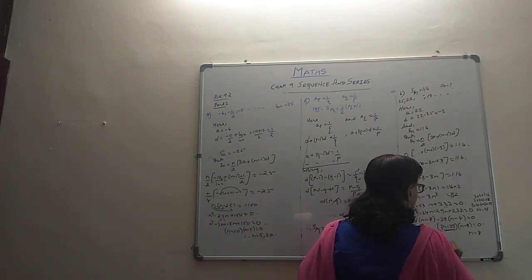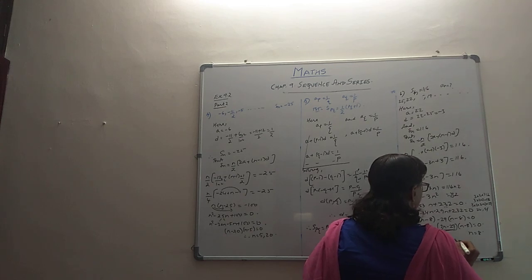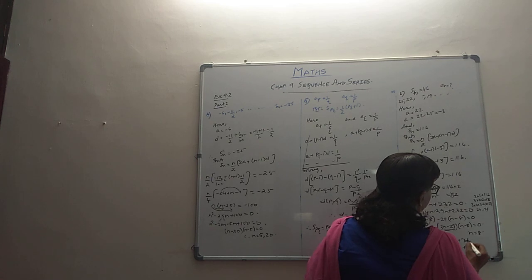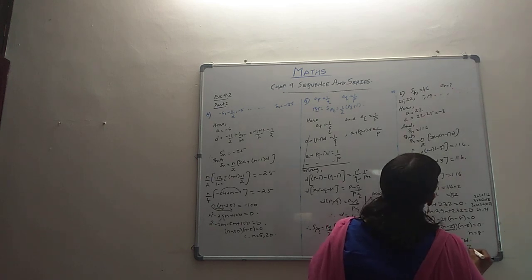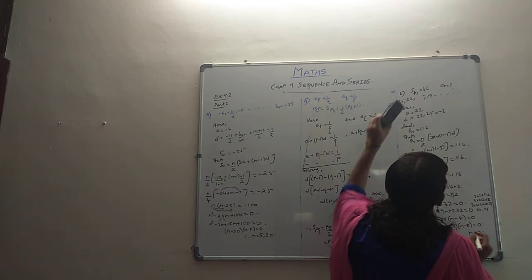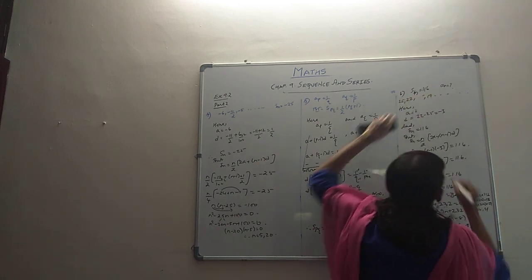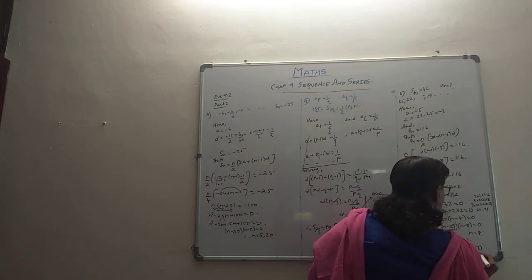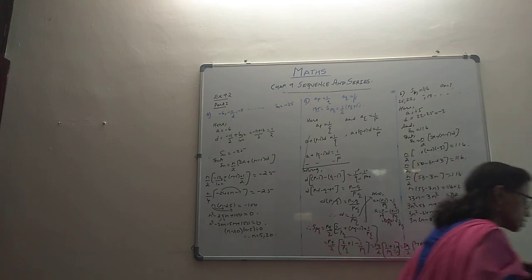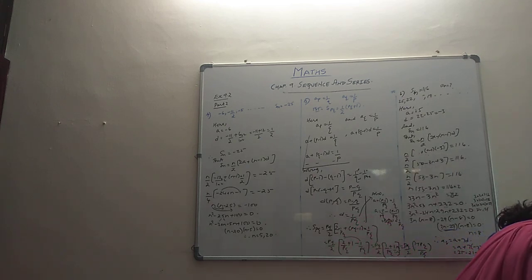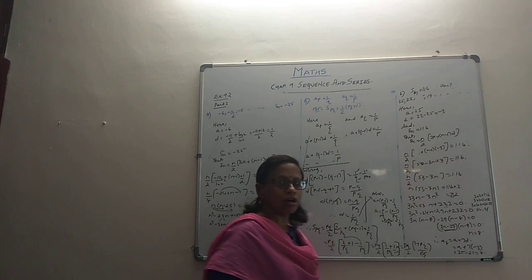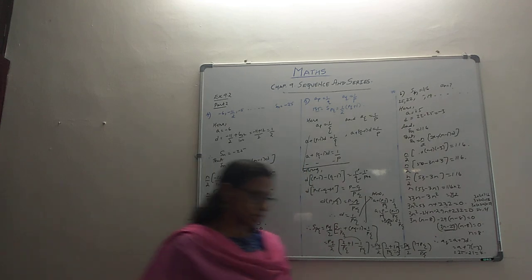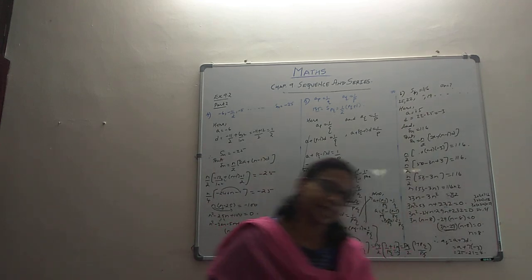So therefore your A8 is coming out like A plus 7D, which is A plus 7 into D for us is minus 3, minus 21. 25 minus 21, so that's 4. Let's quick cross check. Yes, 4 is your required answer. That's all about this part. We are going to take up the next problems in the next part. Thank you.